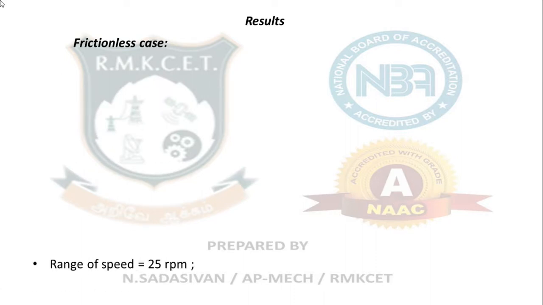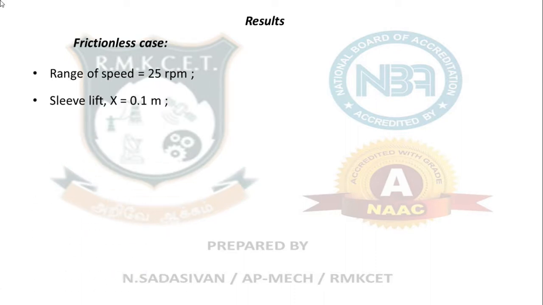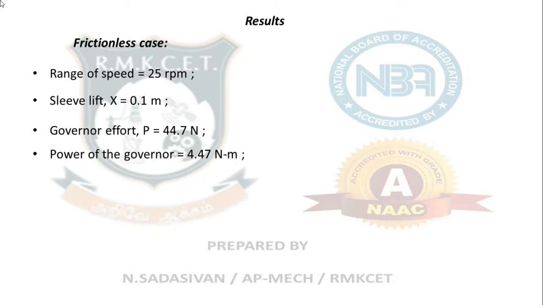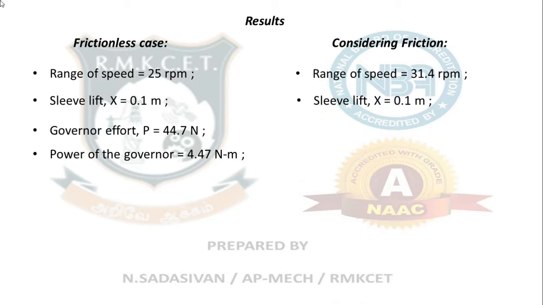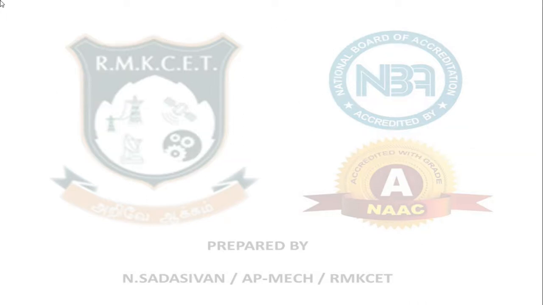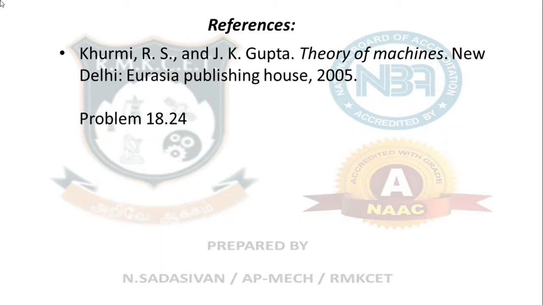For the first frictionless case, range of speed is 25 rpm, sleeve lift is 100 mm, 0.1 meter, governor effort is 44.7 Newton, power of the governor is 4.47 Newton meter. For the second case with friction of 10 Newton, the speed range is 31.4 rpm, sleeve lift is 0.1 meter, same sleeve lift, governor effort is 57.4 Newton. The governor has to put more effort when you have friction. So power of the governor is 5.74 Newton meter. That completes the problem. This is taken from a Kurmi textbook 18.24 example problem, right?